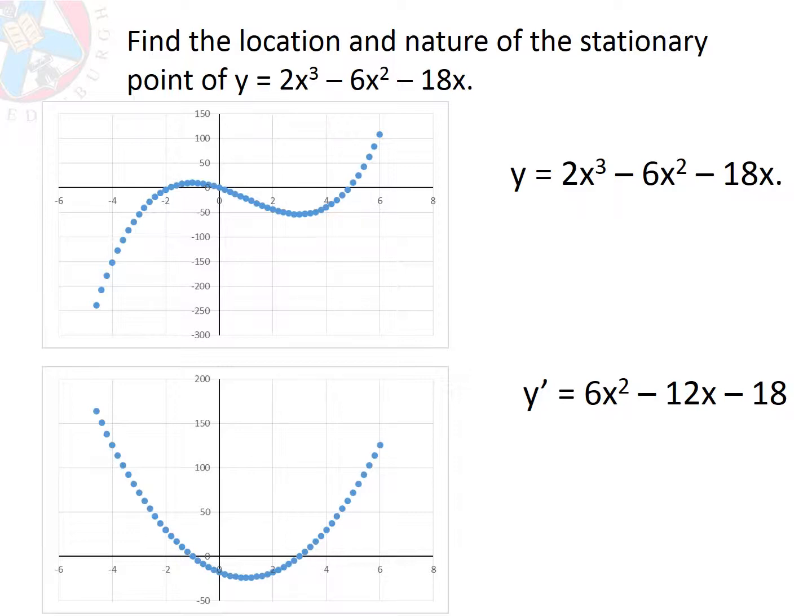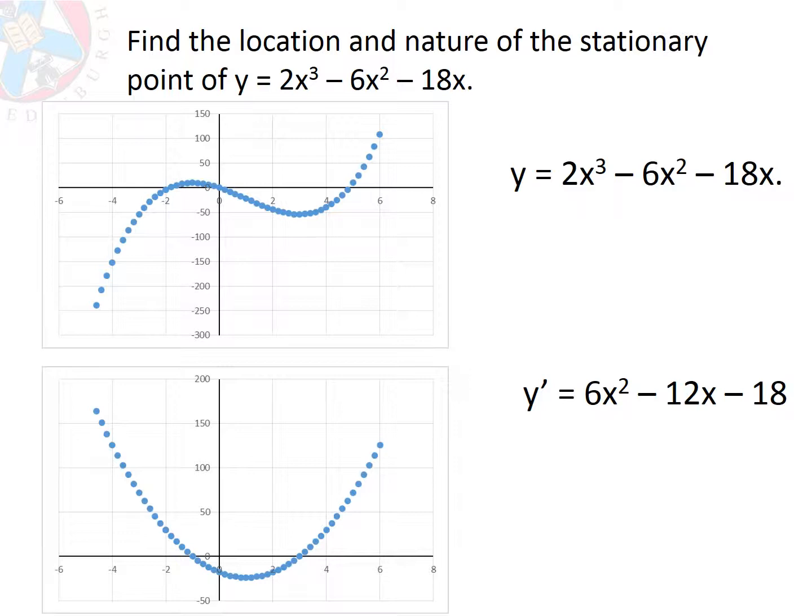Okay, and then remember to differentiate that. This time we've got three functions of x. So we've basically got a constant 2 times x cubed. So that's our first function. And we've got minus 6, which is a constant, times x squared. And then we've got minus 18 times x to the power of 1. Okay, so there are three separate parts to that, and we can differentiate those.